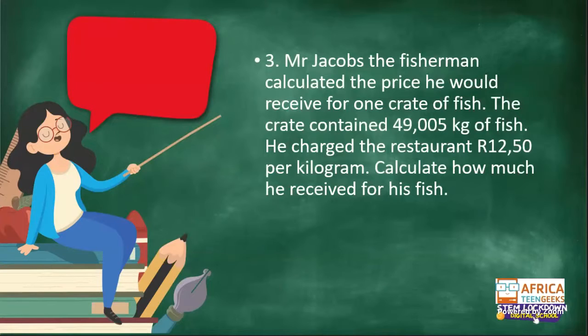So you'll get 612,56. In other words, he'll get 612 rands and 56 cents. That is the amount of money that Mr. Jacobs will make out of the sale of this crate of fish. So basically, that is the amount. All that you need to remember is that when we say 12 rands 50 per kilogram, what we simply mean is that for 1 kilogram, you pay 12 rands. That is what we mean.